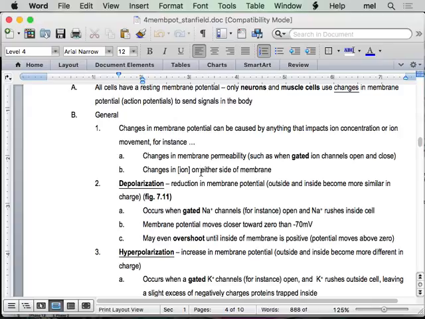You guys with me? If I hyperpolarize, that would mean the inside and the outside are becoming more different from one another, right? So what might the number do? Give me a number.